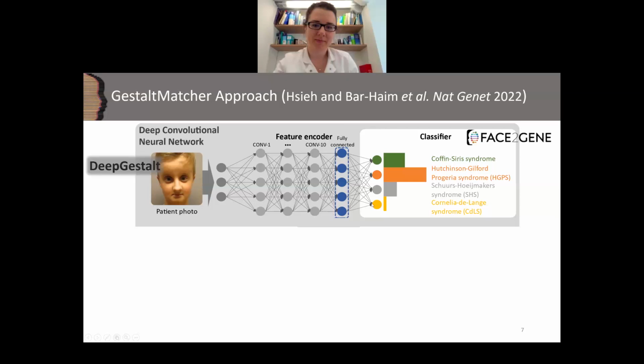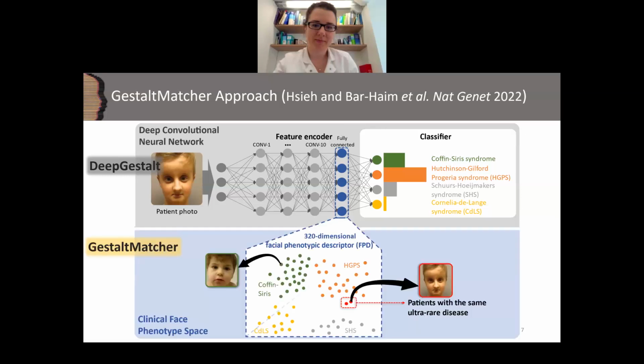Then we use the feature vector to span another phenotype space. We call it the clinical phase phenotype space. In this space, each photo is a point. Then we can further do some clustering analysis or try to match the patients with some distance functions calculated in this space. For example, we will see Coffin-Siris patients located nearby, and Cornelia de Lange patients will also cluster together in this space.